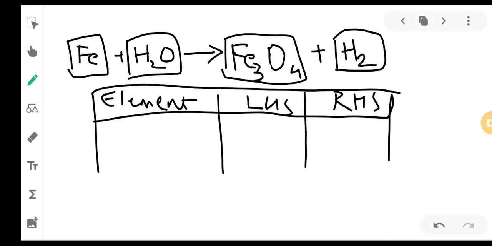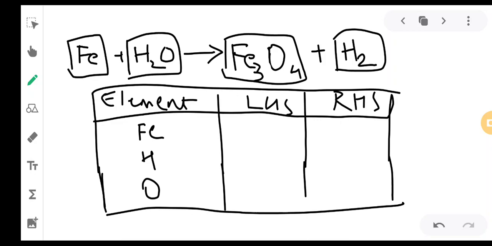So how many elements are there? Fe is the first element, that is nothing but iron. You need to know the symbols to know the elements. So symbols are very, very important. Then there is hydrogen and then there is oxygen. So only three elements are there: iron, hydrogen and oxygen. Now you need to balance the atoms.